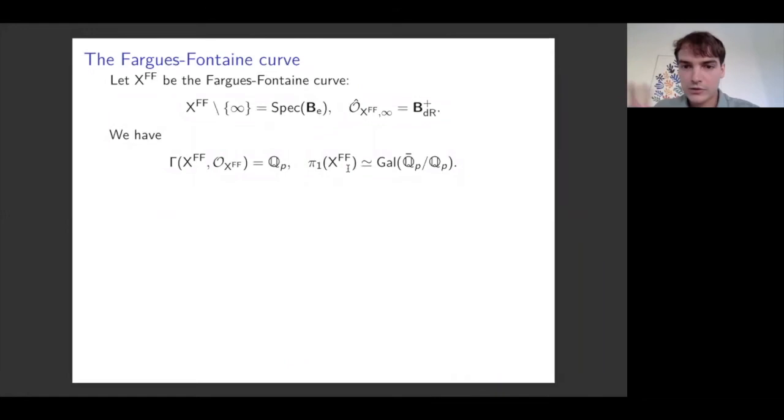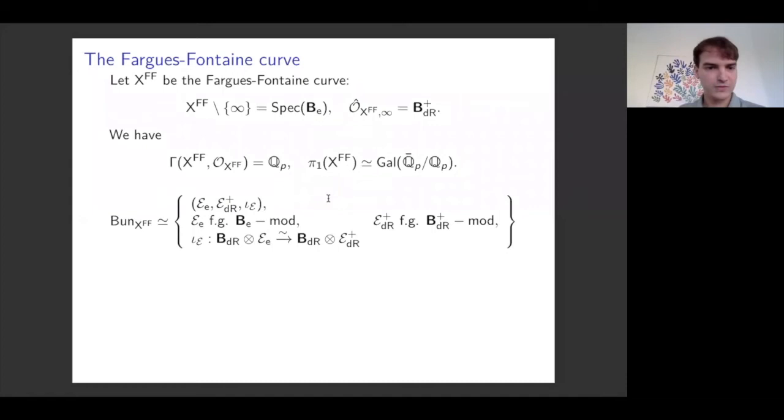But what we are going to be interested in is not the curve itself, it's the category of vector bundles over it. The category of vector bundles over the curve can be described quite easily as follows. It's equivalent to the category where the data are triplets (E, E_dR^+, iota). The first one is a finitely generated B_e module, the second is a finitely generated B_dR^+ module, and the map iota is an isomorphism like that.